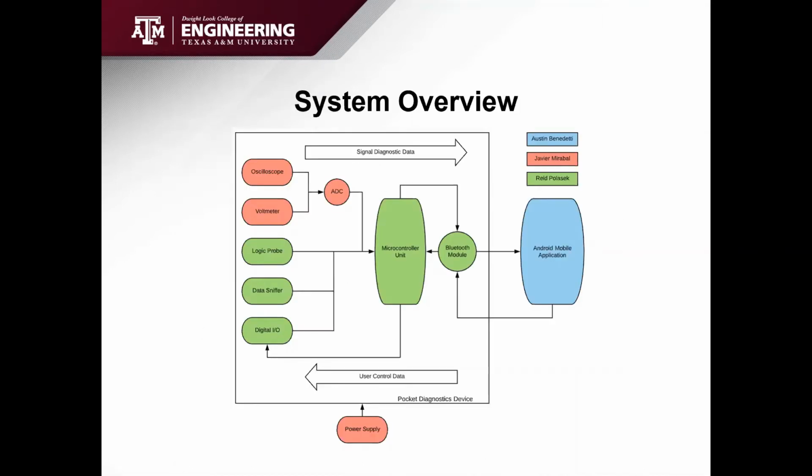Here we have the system overview. On the left, we see the 5 functions that the device supports. On the bottom, there is the onboard power supply. And then we have the microcontroller unit, which interfaces with all of the 5 systems, and the Bluetooth module, which the microcontroller uses to communicate with the Android mobile device.